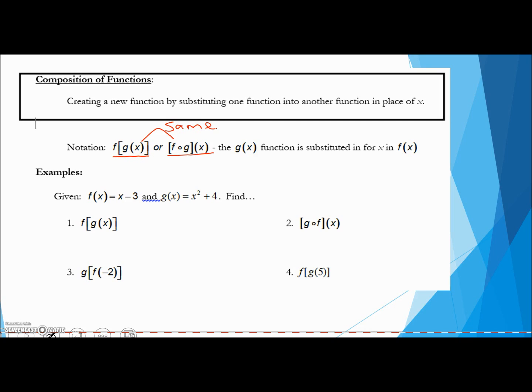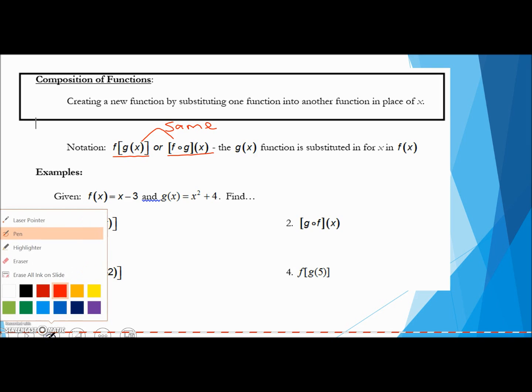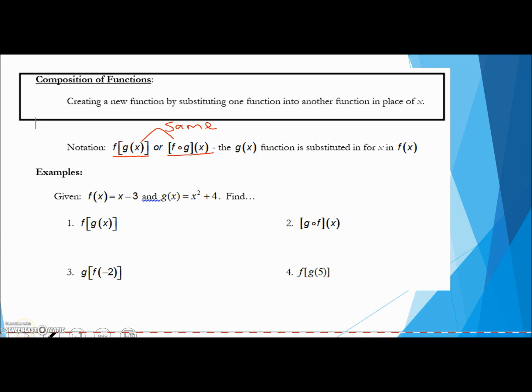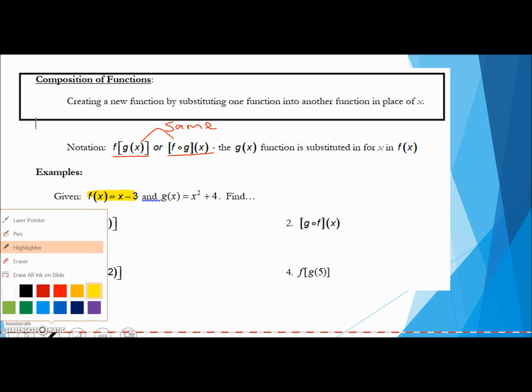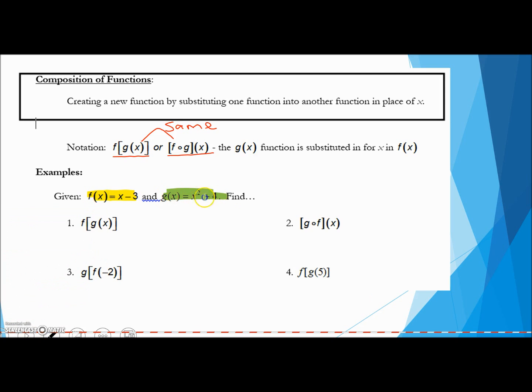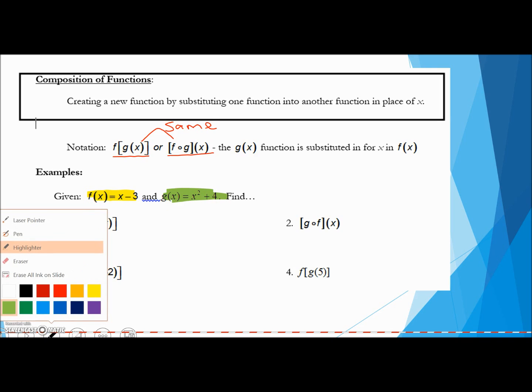So if you look at the given, I have two new givens. F of x is now x minus 3, and g of x is now changed to be x squared plus 4. And so the first one has that notation that I just talked about.